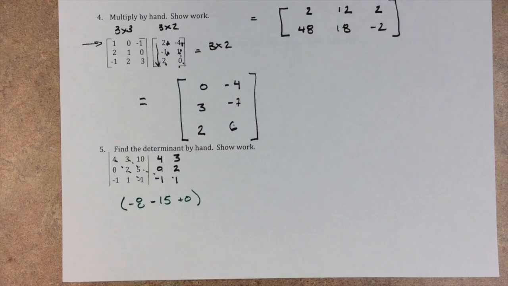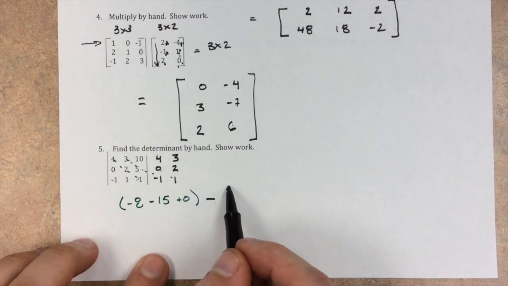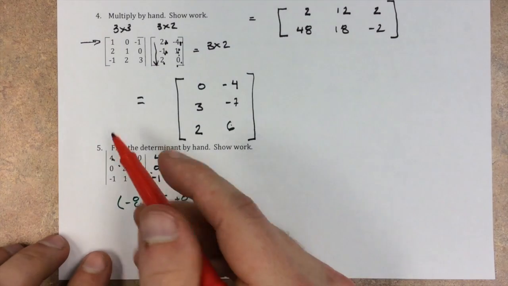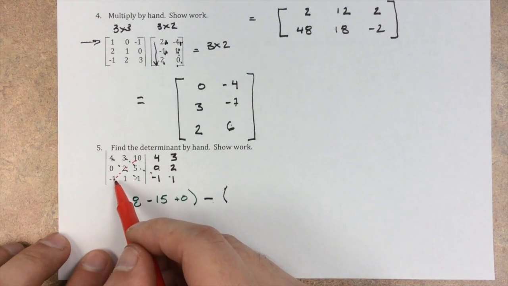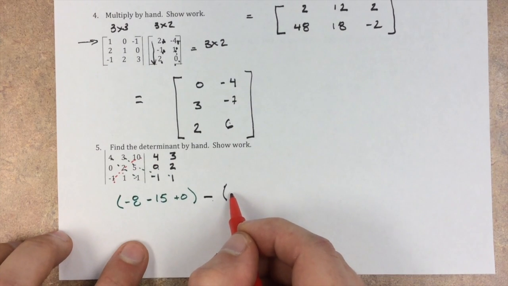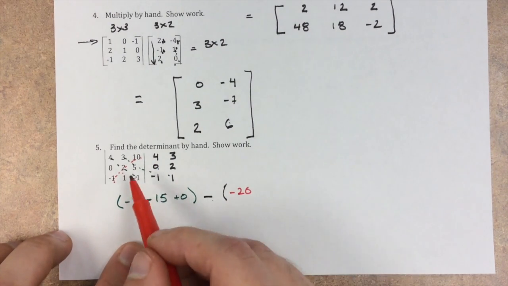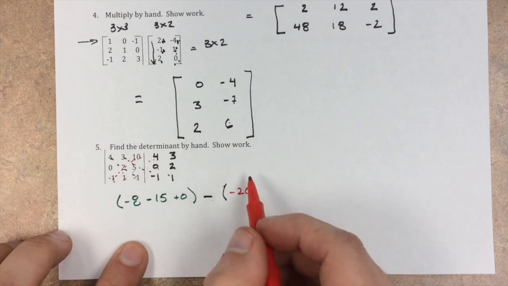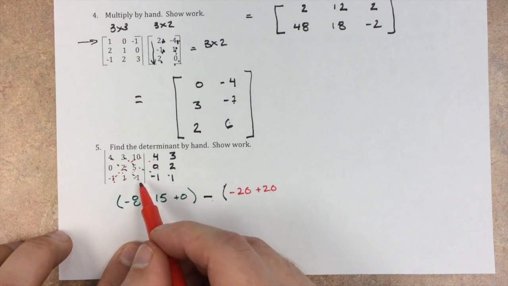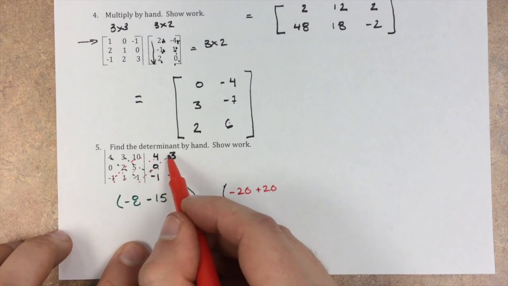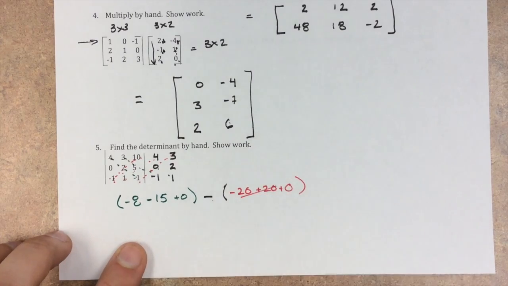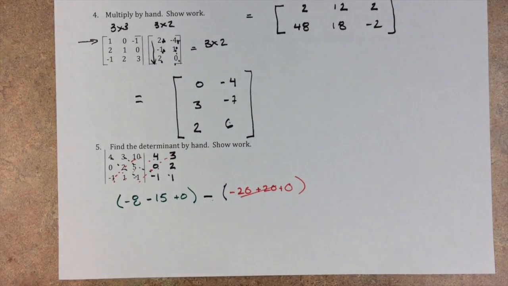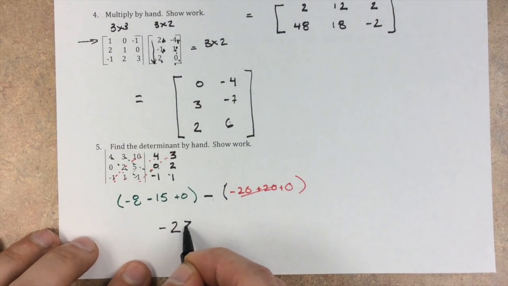And then I write subtraction. And I'm going to subtract the up diagonal. Negative 1 times 2 times 10 is negative 20. 1 times 5 times 4 is positive 20. And negative 1 times 0 times 3 is 0. So these 20s cancel out, which leaves me with just an answer of negative 23.